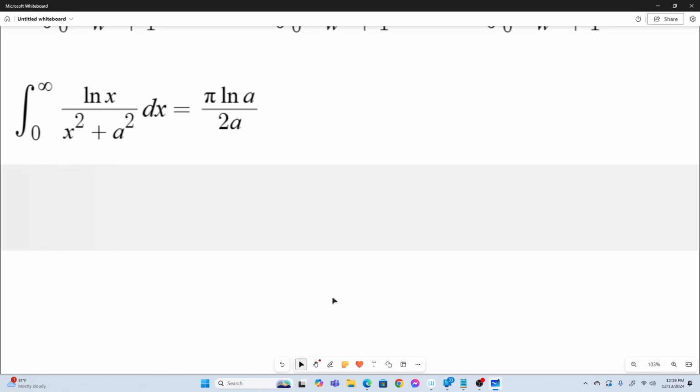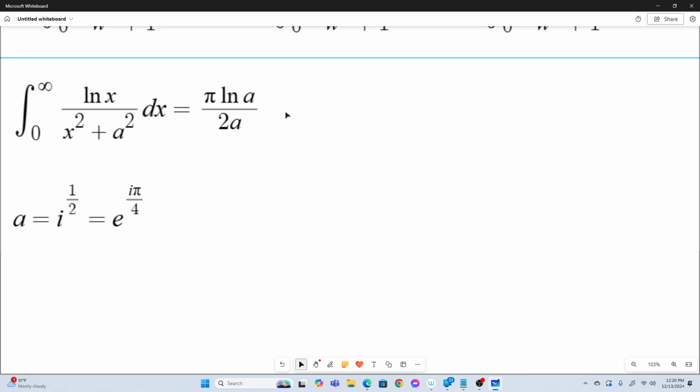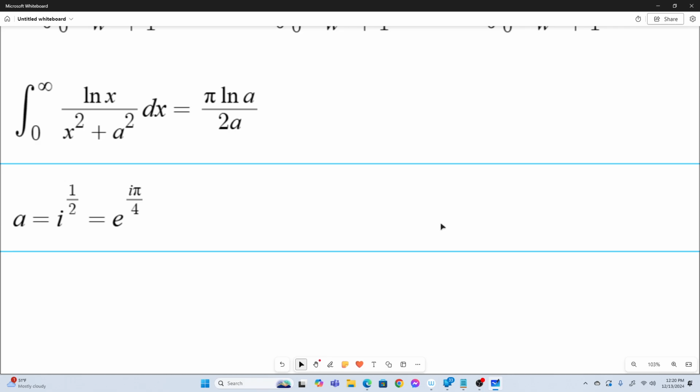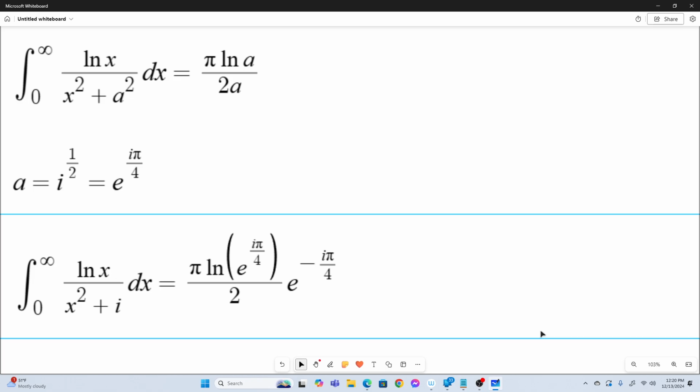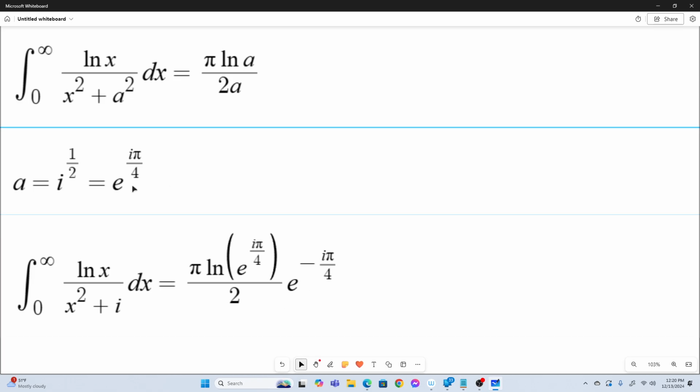All right, now let's let a equal i to the 1/2, or square root of i if you like. The principal value of that would be e to the i pi over 4. So we're going to sub e to the i pi over 4 in for a in this equation. So all instances of a will now just be e to the i pi over 4. All right, so we get the integral from 0 to infinity of natural log x over x squared plus i dx is equal to this. You see, I just plugged in e to the i pi over 4 for a, and of course, square root of i squared is just i.